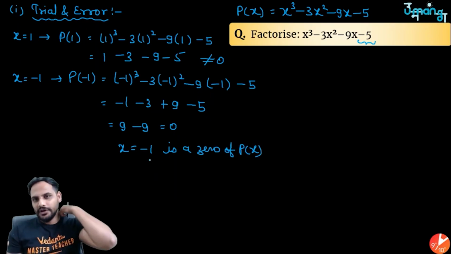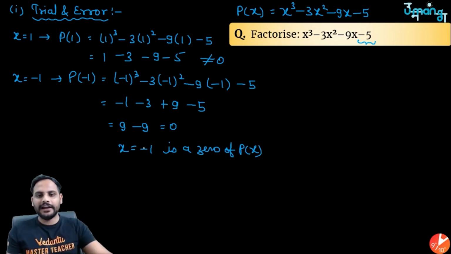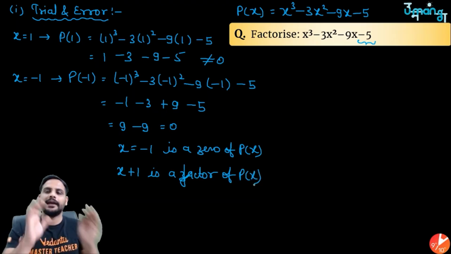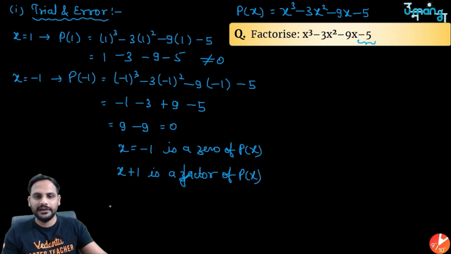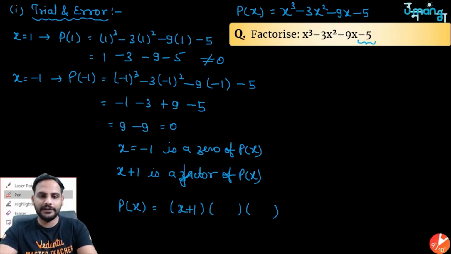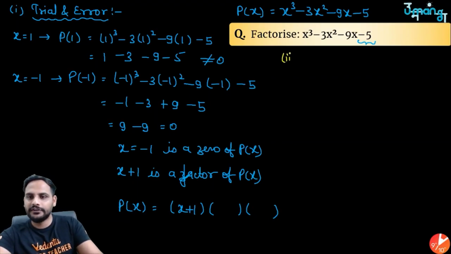If it is a zero, how do you get the factor? You get the factor by shifting minus 1 over there. So x plus 1 is a factor of p(x). That means this polynomial p(x), it is a cubic polynomial, will have 3 factors. Out of those 3 factors, I have got one factor as x plus 1. The remaining 2 factors, how will you get? Just divide p(x) by x plus 1. So the second step is long division.